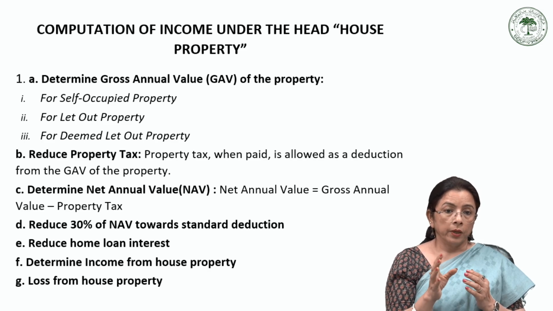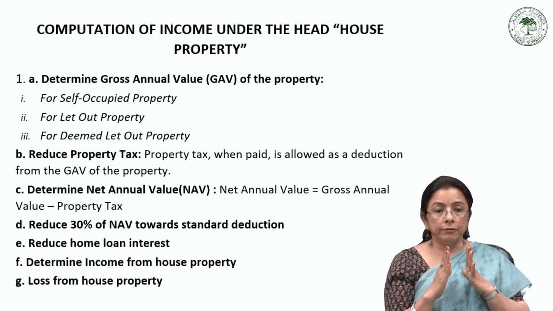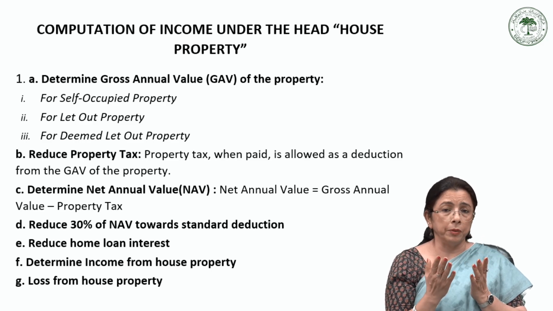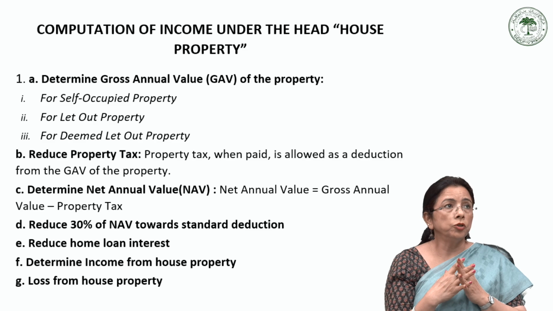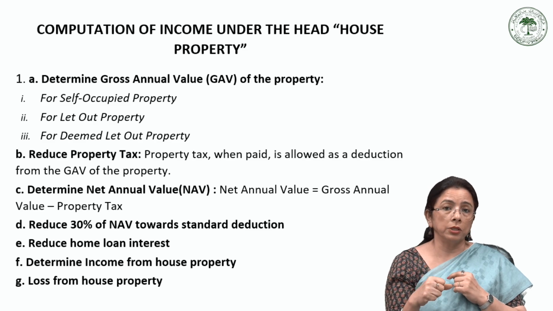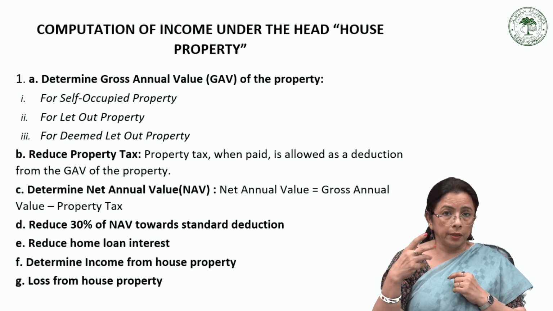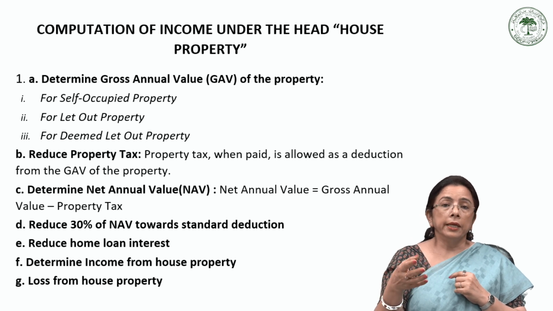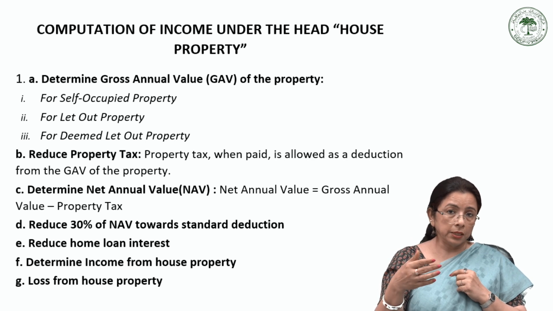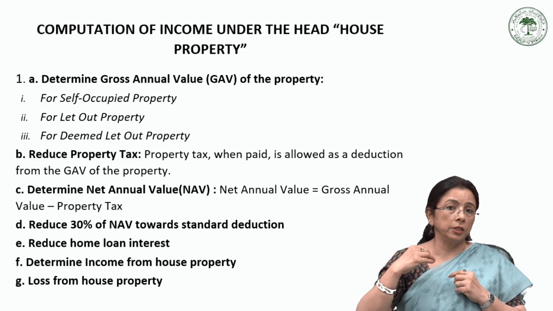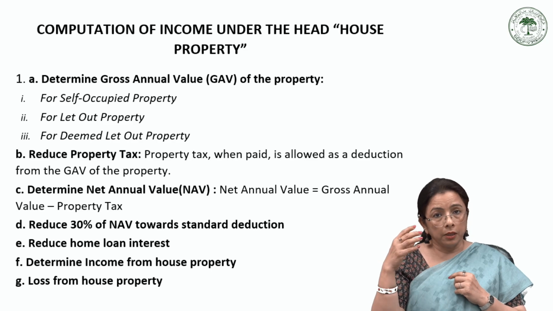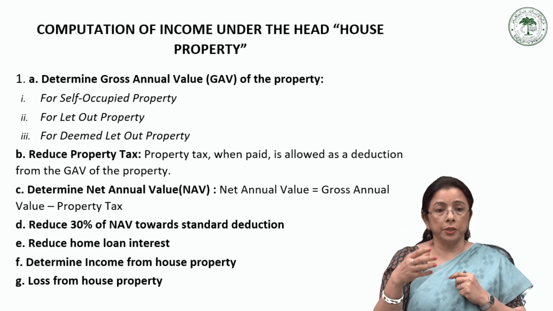Then, next, if it is a loss. Suppose you are occupying the house yourself but you are paying the municipal taxes and the home loan interest, which are allowed to be deducted, so this will be considered a loss. So it is not necessary that we always have income from house property. It may be a loss from house property.